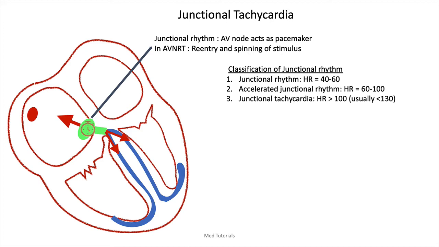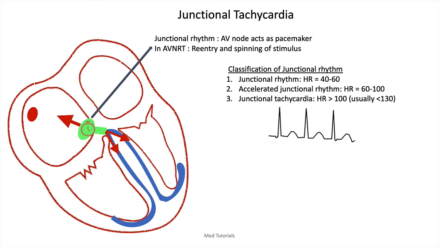So in junctional tachycardia, the AV node is behaving as the pacemaker of the heart, and it is sending out impulses faster than it usually does, and that heart rate is 100. But what we need to understand is usually it is less than 130. The AV node cannot generate impulses on its own at a rate that is above 130. So even in junctional tachycardia, the heart rate will be between 100 and 130.